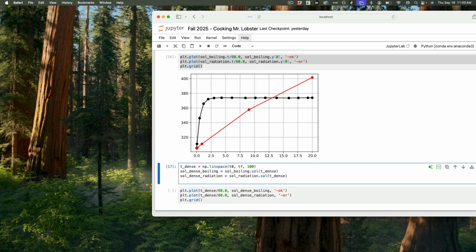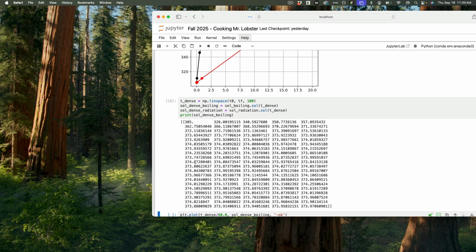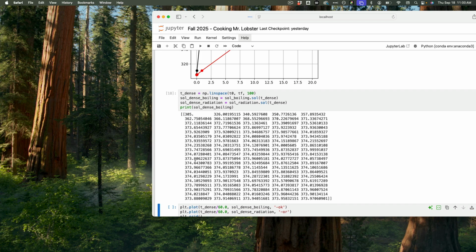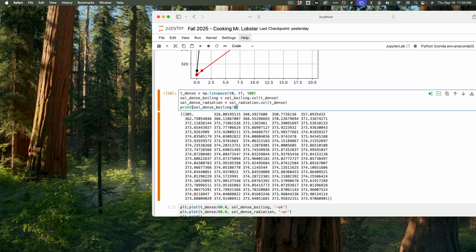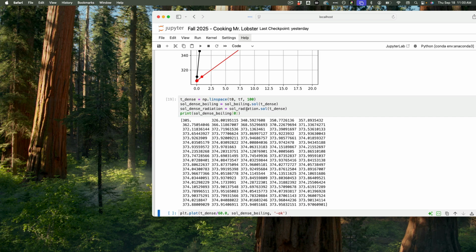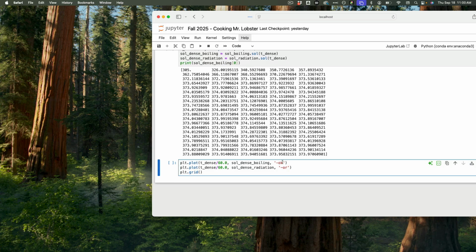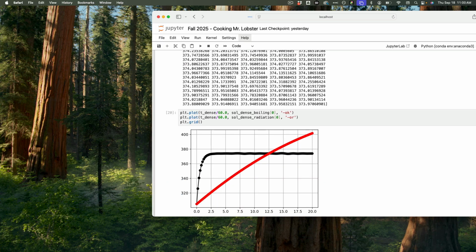Okay. So let's print sol dense boiling. If you print it, you see it's an array of an array. Okay, so I need to access the inside array, so I have to put a bracket 0 to access the internal array. So if I put sol dense boiling 0, then it gives me just the one array. So here I need to plot 0. This is the case because when you have a system of equations, the dense solution is going to return an array for each variable. So you're going to have an array of arrays. Okay. And so we plot this now.